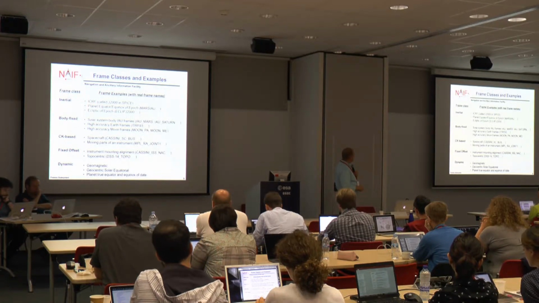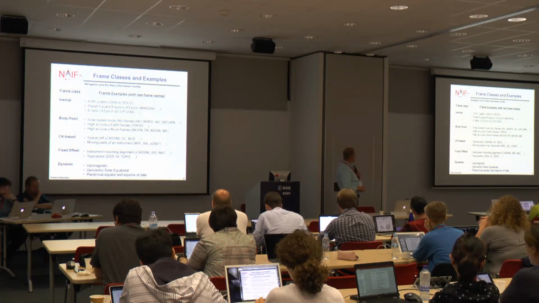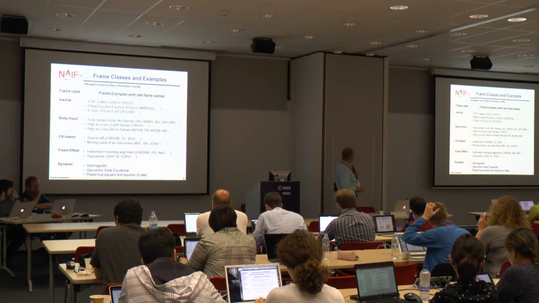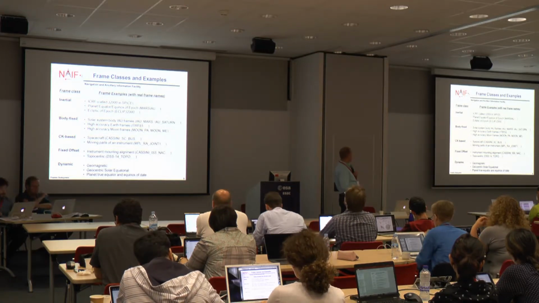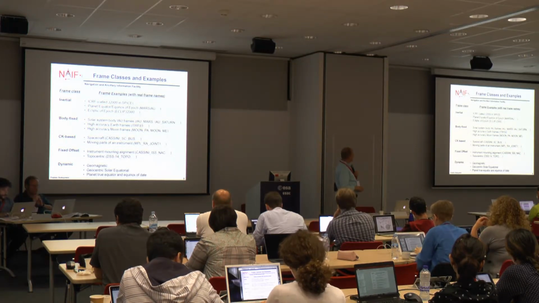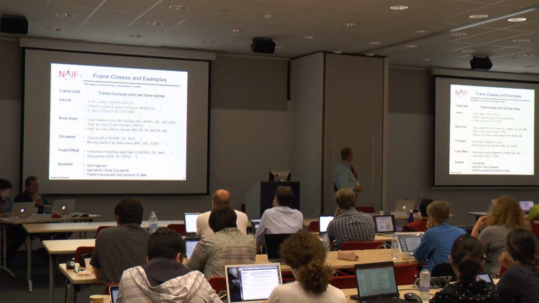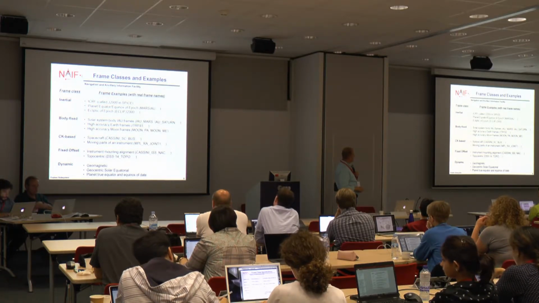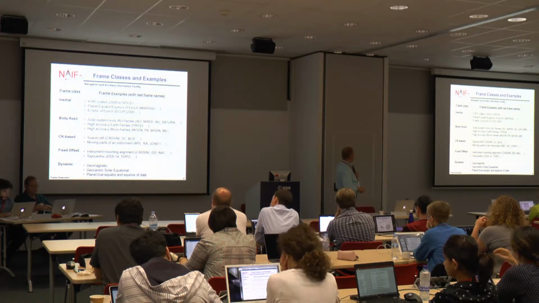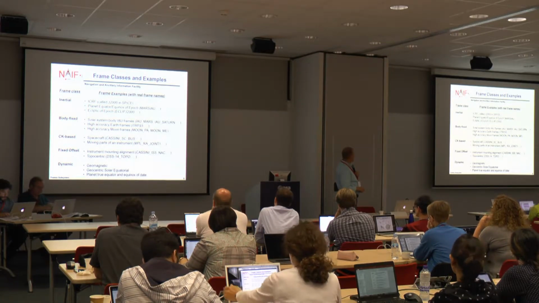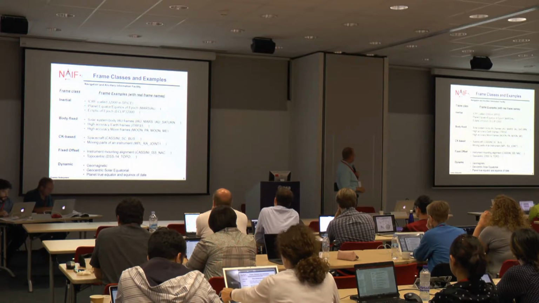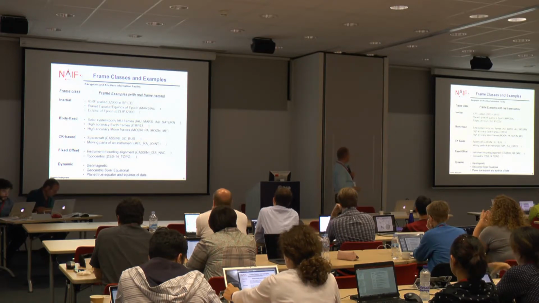The second class is body fixed frames. These are based on PCK data. The first and biggest part of that set are solar system body IAU frames based on rotational constants from the IAU report. Their names have an IAU prefix followed by the name of the body: IAU Mars, IAU Saturn, and so on. The high accuracy Earth orientation frame, ITRF93, is built into the toolkit, and high accuracy Moon orientation frames, Moon PA and Moon ME, are defined in the Moon frames kernel.